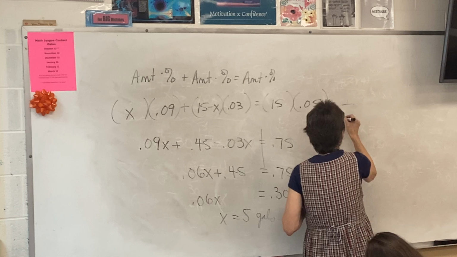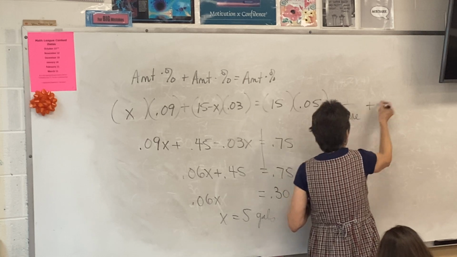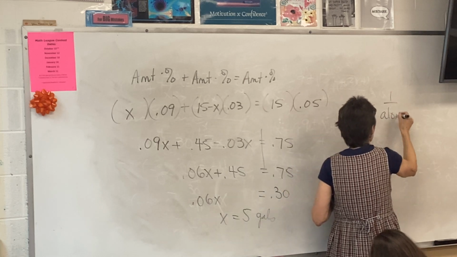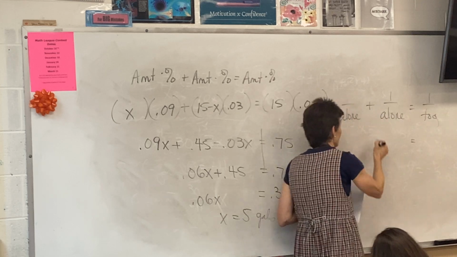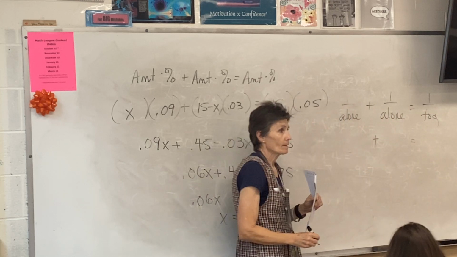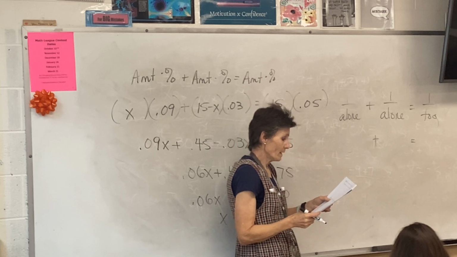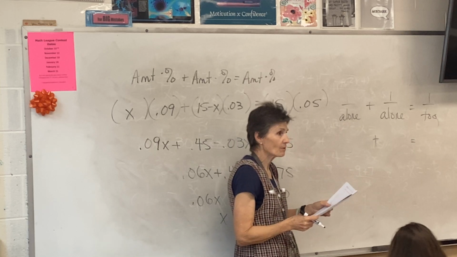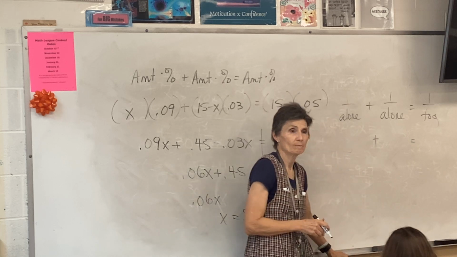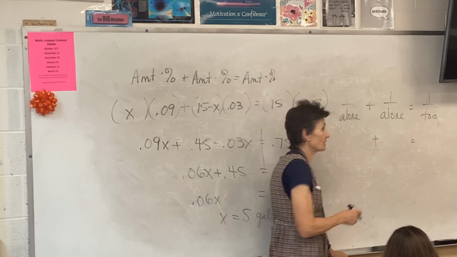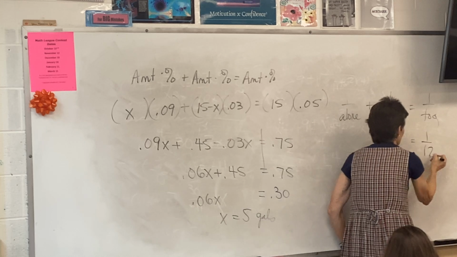1 over alone plus 1 over alone equals 1 over together, right? So here we go. Will and Zane together in 12 hours. Where does the 12 go? Together. 1 over 12. Together.